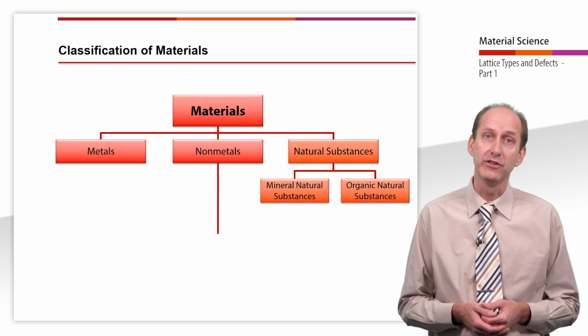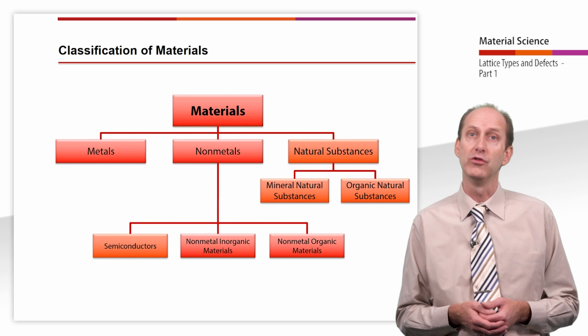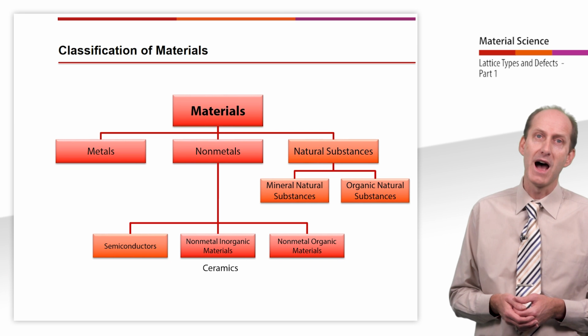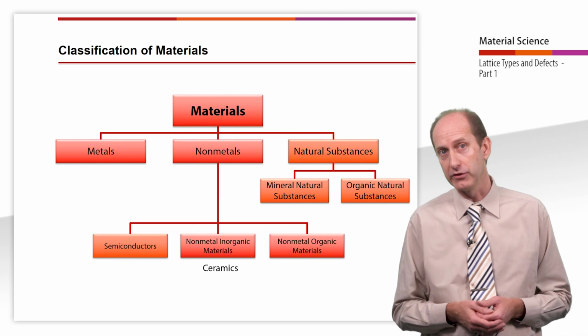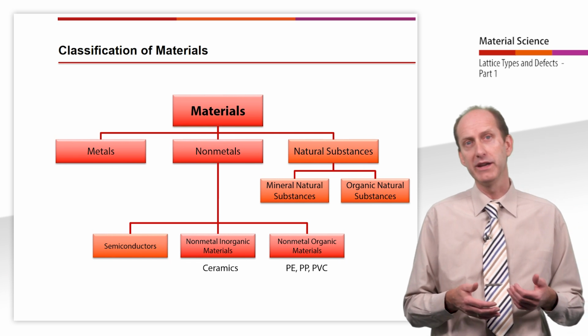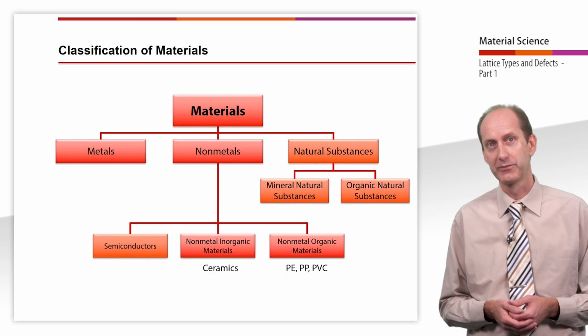Nonmetals can be divided into semiconductors, nonmetal inorganic materials, and nonmetal organic materials. Ceramics, for example, are nonmetal inorganic materials. Plastics, such as polyethylene, polypropylene, or polyvinyl chloride, are nonmetal organic materials.